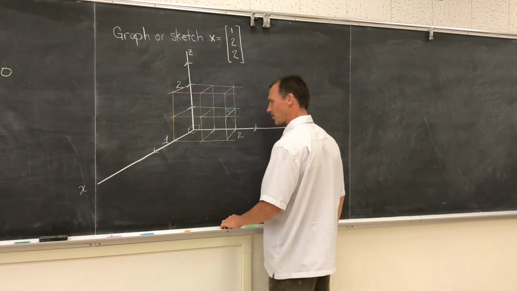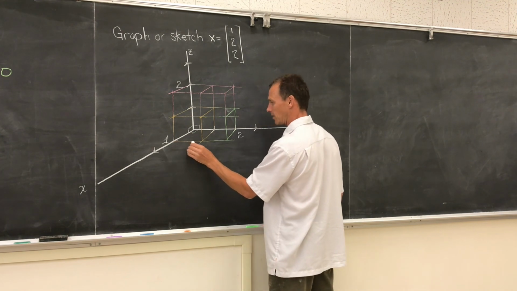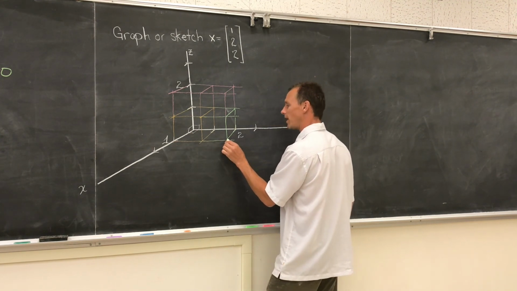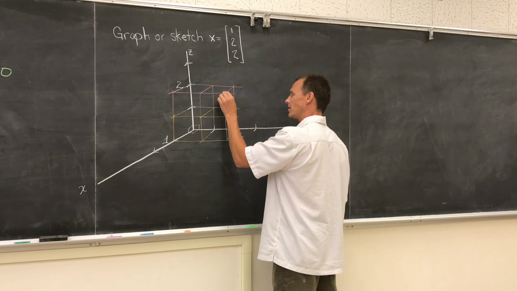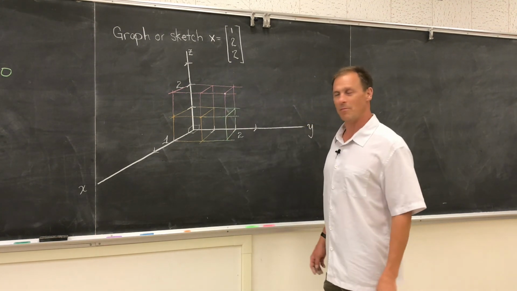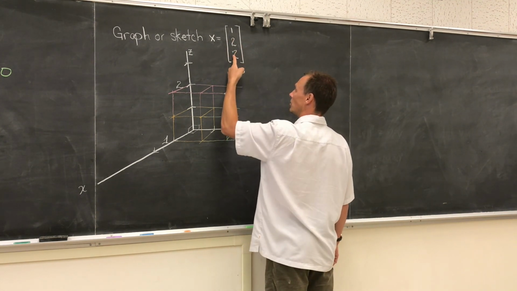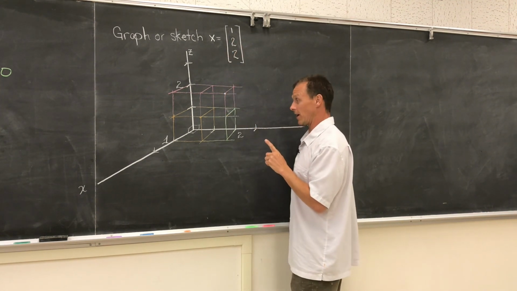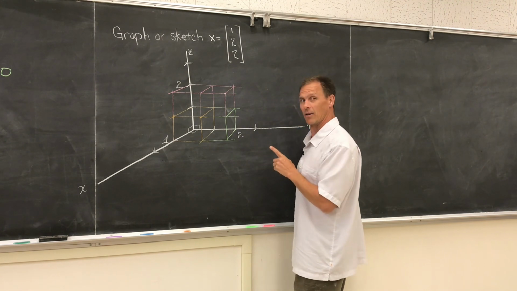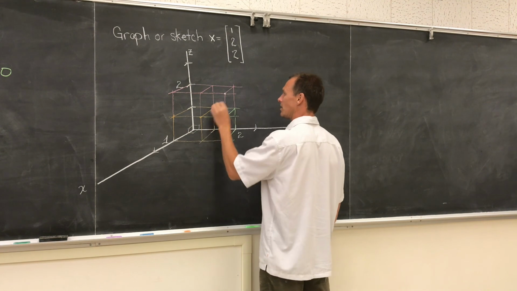So if we want to track this, we would come out to 1, slide along y to 2, rise up z to 2, and I'm going to put a dot right there. And with my best freehanding capabilities, that's the ordered pair of 1, 2, 2. But remember, a vector is represented as an arrow because there's direction and length. So we connect the origin to our dot.